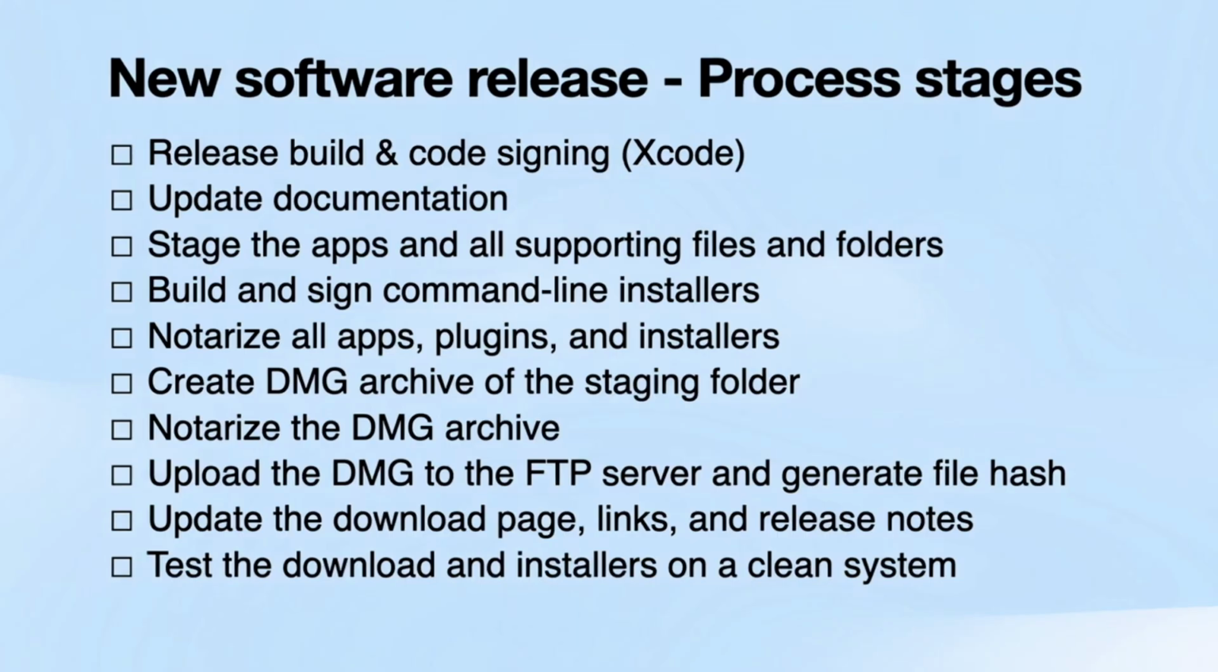Since I follow the same process every time I publish a new version, I decided to automate as much of it as possible. Let's quickly go through the checklist before I demonstrate the entire process. At this stage, the development process is complete. The new version has been built in Xcode, thoroughly tested, and is now ready for release. Everything on this list must be completed for each release.